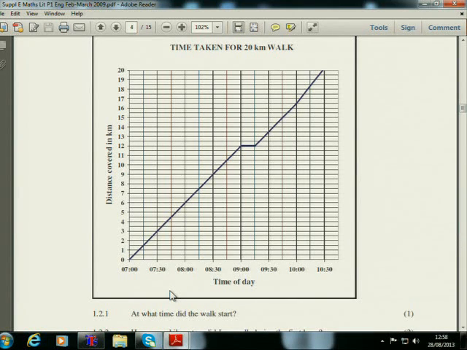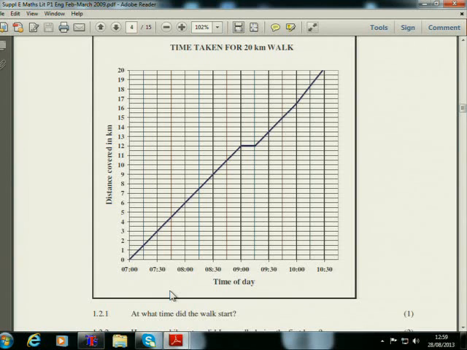Now looking at 1.2.1, with this one we are not going to use a calculator, we will just read all the information from the graph. 1.2.1 says, at what time did the walk start? Now if you look at your graph, like I said, on your horizontal axis we have the time of day. It shows clearly there, our graph starts at 7 o'clock.